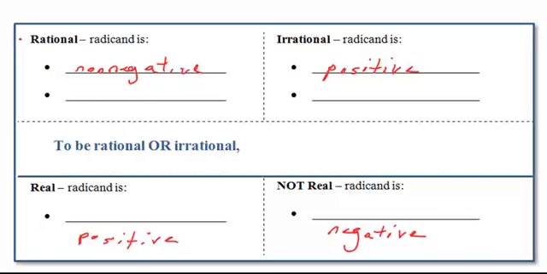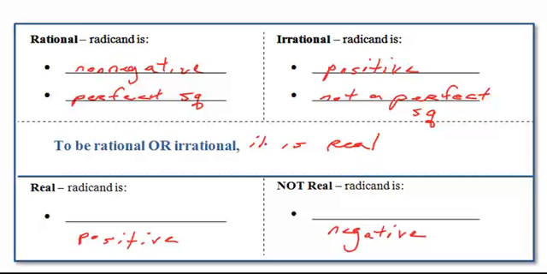Okay. In addition, when it's rational, the radicand is a perfect square. And when it's irrational, it is not a perfect square. So we can make a general statement here, actually. When it's rational or irrational, it is real. Because to not be real means the radicand has to be negative. And in both these cases, the radicand is not negative.